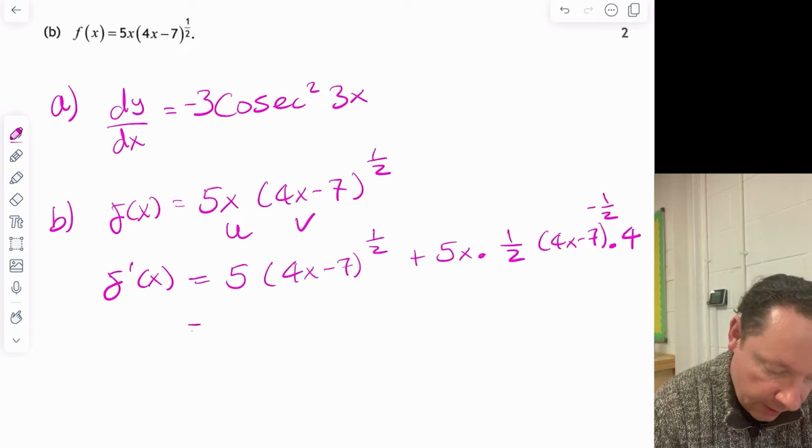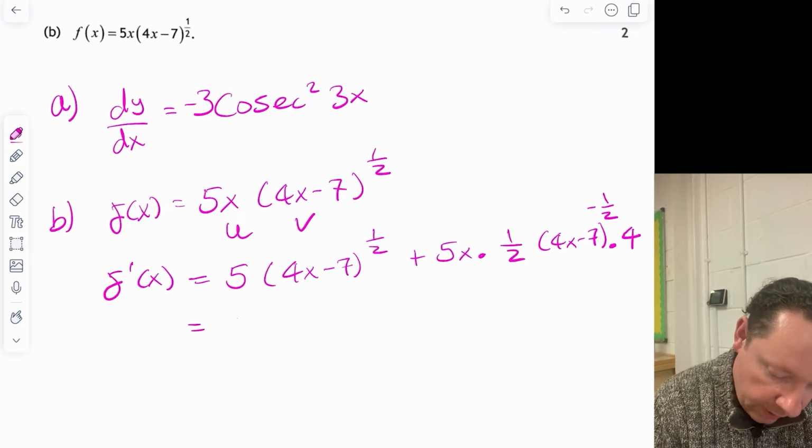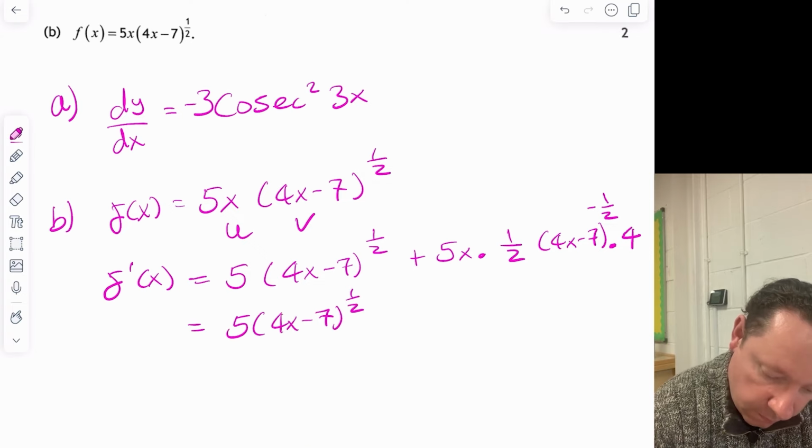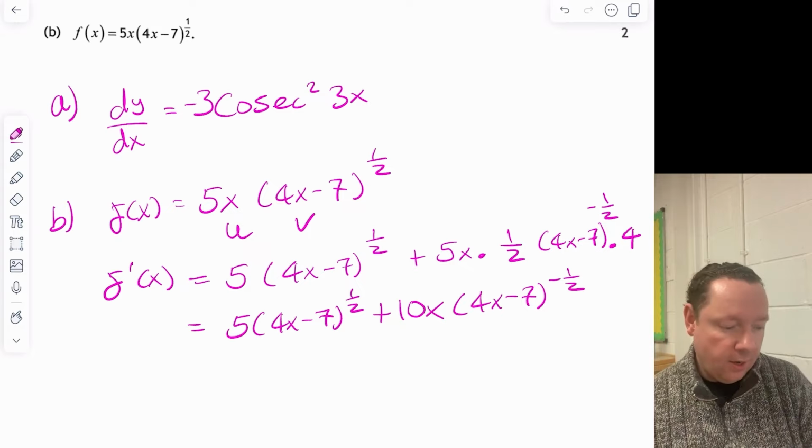So tidying that up as much as we can or want to, we've got 5, 4x minus 7 to the half. Half of 4 is 2, 2 5s is 10, so 10x, 4x minus 7 to the minus a half. And I think you'll probably get your marks there.